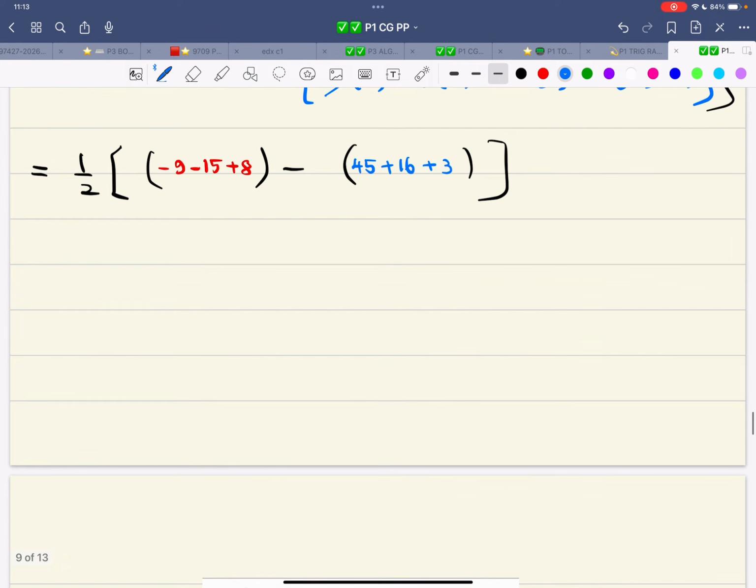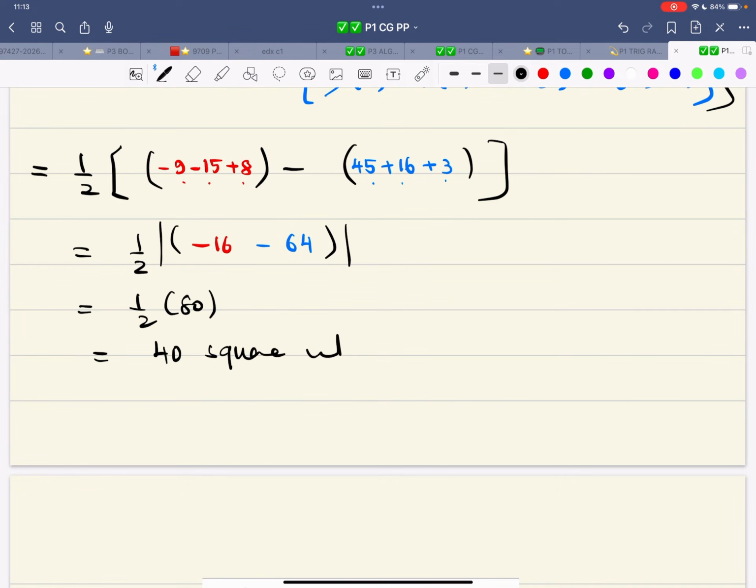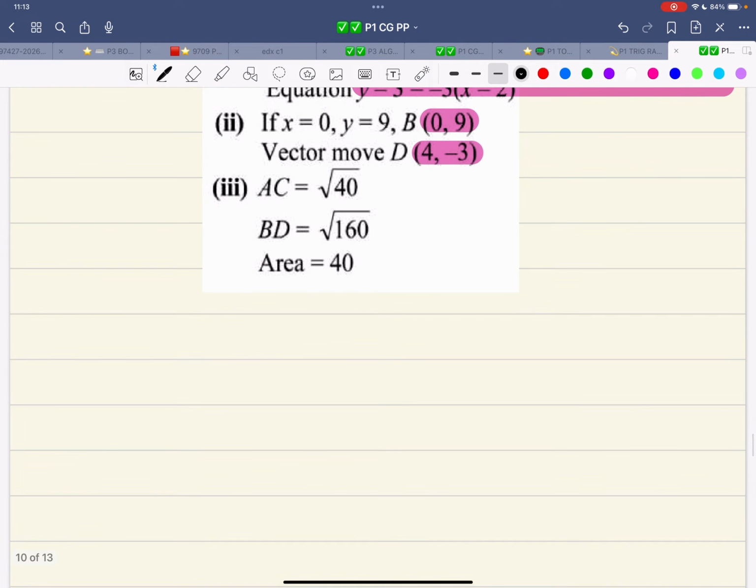So now over here, this one is -24 plus 8, that is -16. This one over here, 45 plus 3 is 48, plus 10, 58, plus 6 is 64, -64. All good? So now -16, -64, we have the modulus, we have the half thing. So therefore, this is half of 80, which comes out to be 40 square units. And let's double check the answer. 40 square units, that is the answer.